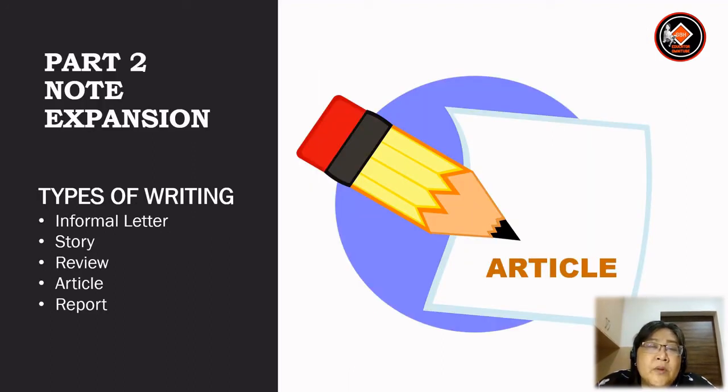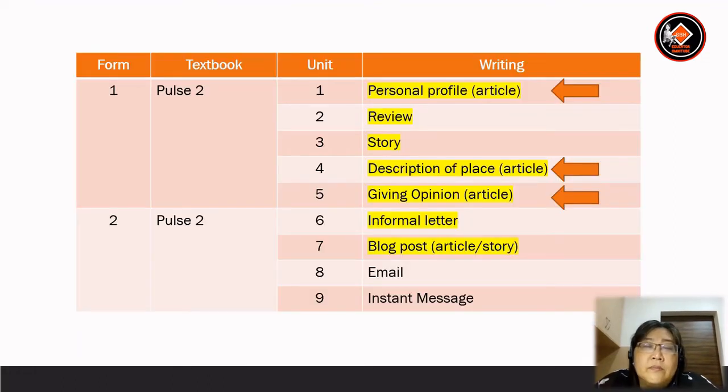So today, we are going to learn one of the types of writing. So you have informal letter, story, review, article, and also report. So today you are going to learn article. This is the units in your textbook. So Form 1 and Form 2, you are using the PULS 2 textbook. So there are 9 units.